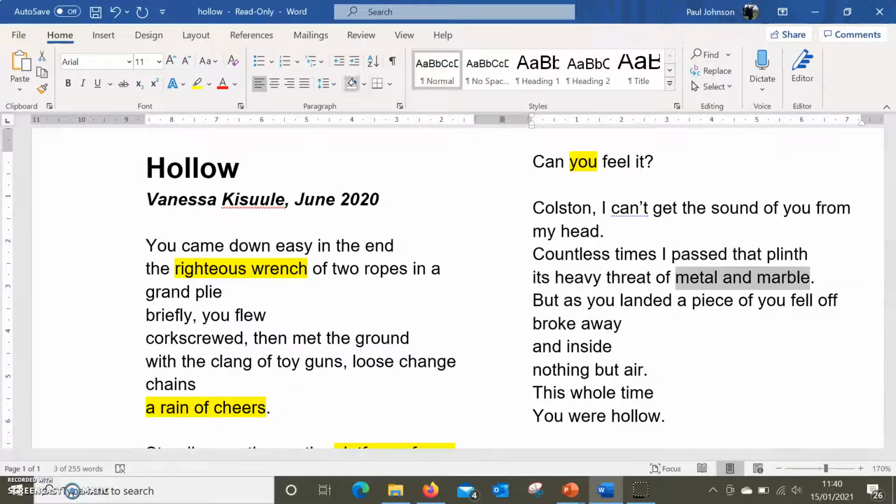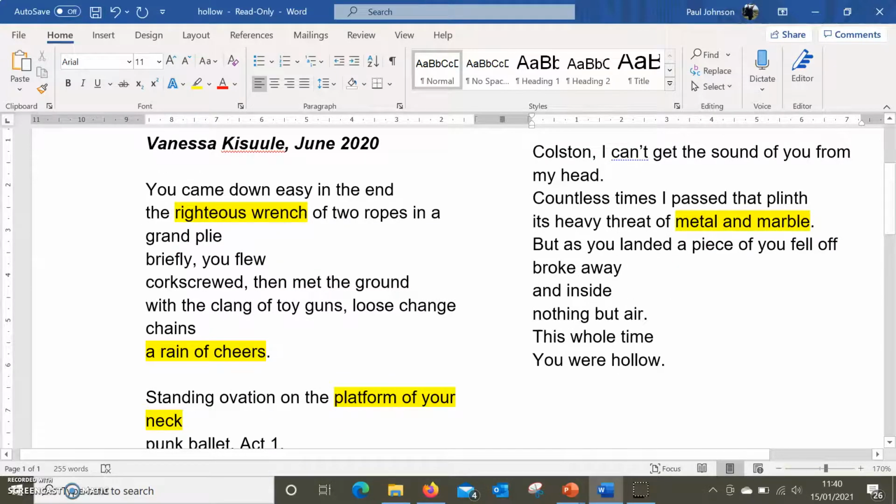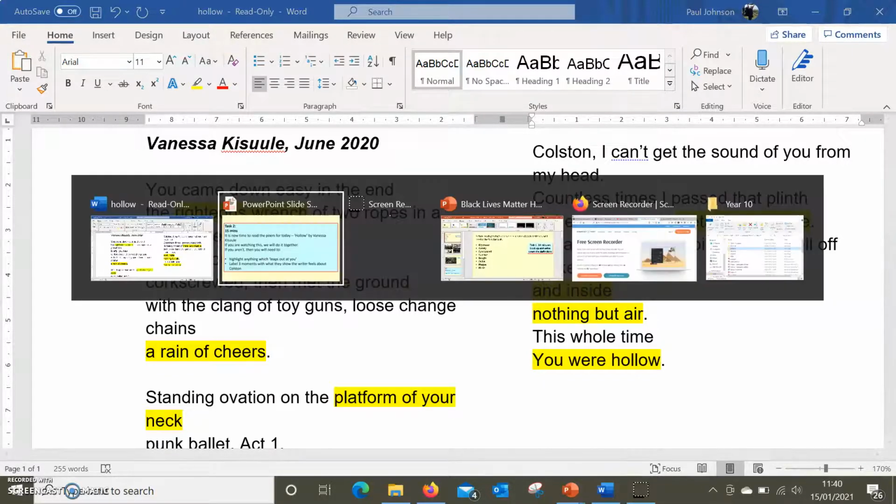It's just nice with the alliteration sounds there. Quite angry sounds as well, metal and marble. "But as you landed, a piece of you fell off, broke away, and inside, nothing but air. This whole time, you were hollow." Almost implying that he's, again, as I said at the start, there's nothing really to him. He's not worthy, because he is just empty.